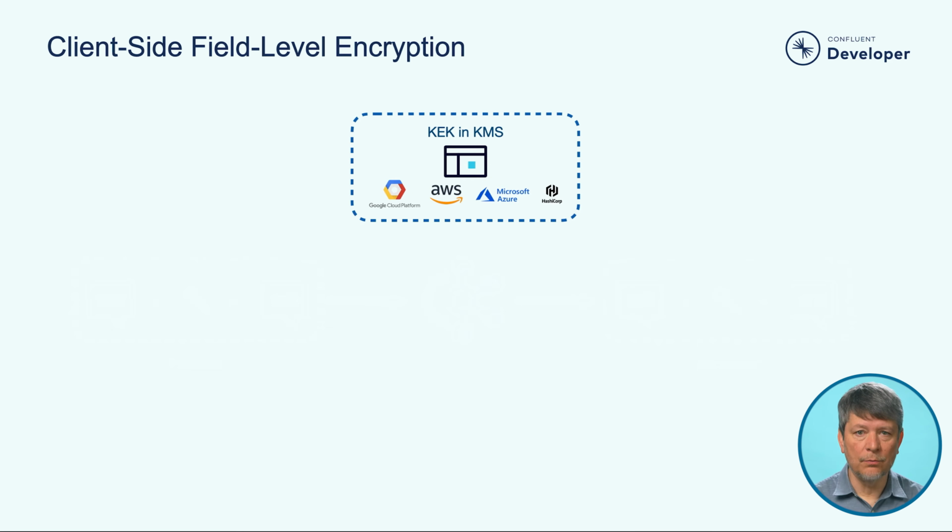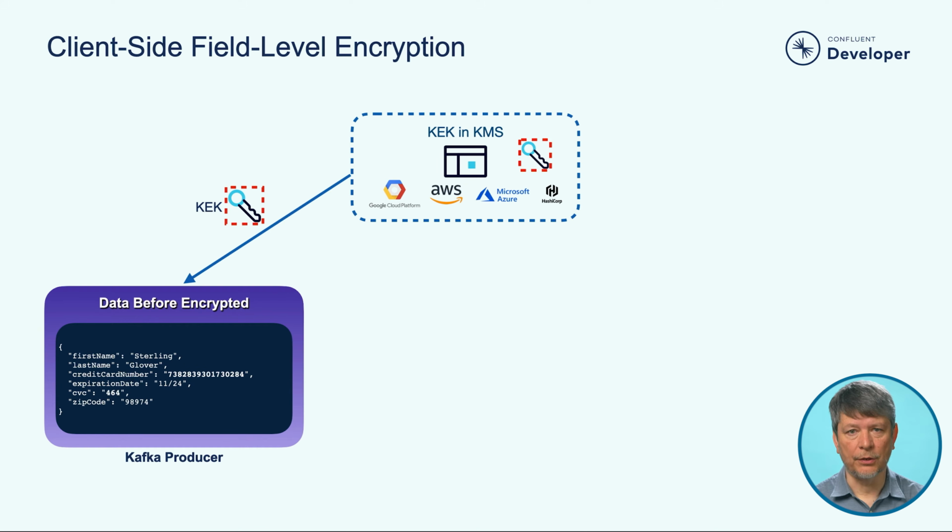This diagram shows the moving parts of client-side field-level encryption. CSFLE uses two keys, a key encryption key and a data encryption key. Let's focus on the key encryption key first. The Key Management System, KMS, stores the key. Confluent Cloud supports GCP, AWS, Azure, and in some cases HashiCorp as the KMS provider. The key encryption key stored in the KMS is needed for both encryption and decryption.